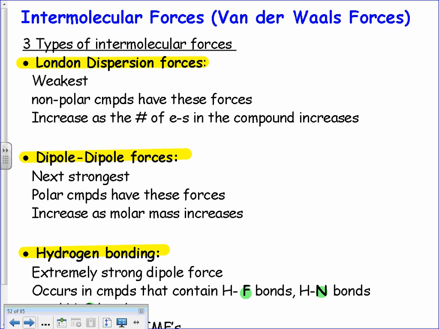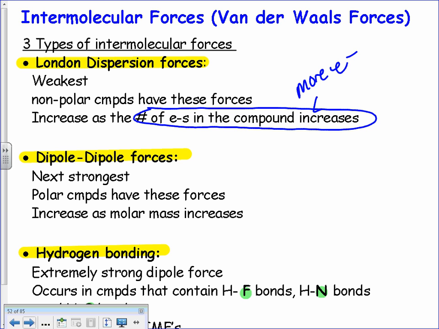So the one fact about London dispersion forces is that as you increase the number of electrons, the strength of that London dispersion force, or dispersion forces as he called them, increases. So basically more electrons increases London dispersion forces. That's going to help us because we can compare two different molecules with London dispersion forces and say, hey, this one's got a higher boiling point than this one because its forces are stronger. I have a ranking chart underneath your notes. We're going to get to that in a second.